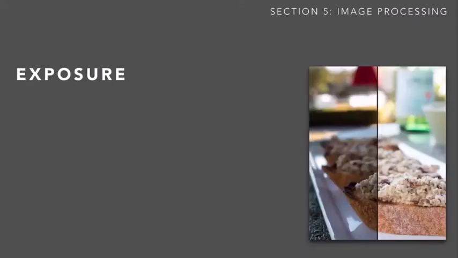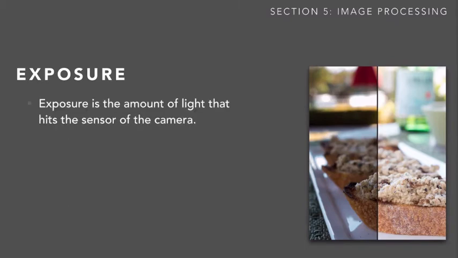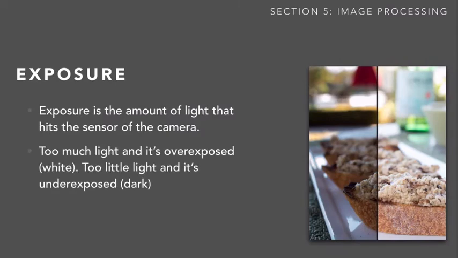The next effect that I usually use on my images is exposure adjustments. Exposure is simply the amount of light that hits the sensor of your camera. So if you have too much light hitting your camera, that's what's called an overexposed shot. It'll be too bright, it'll be washed out in a sense, and the whites will be overflowing in the picture. If it's too dark and you have too little light, that's called an underexposed image.